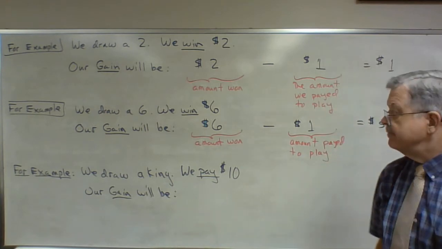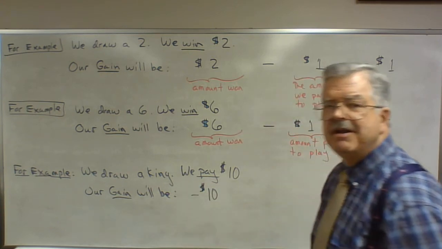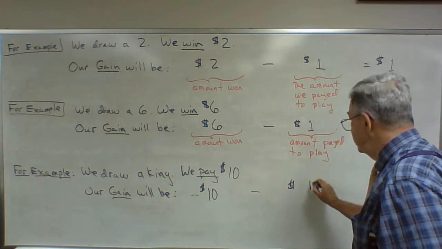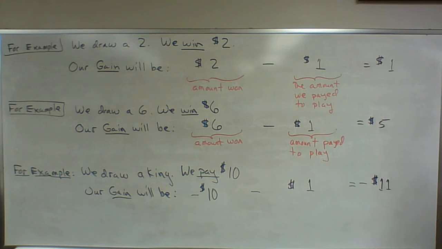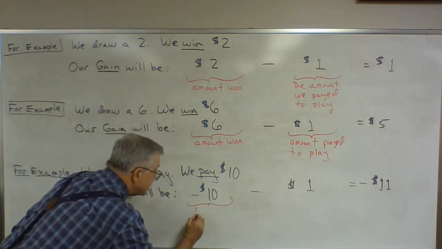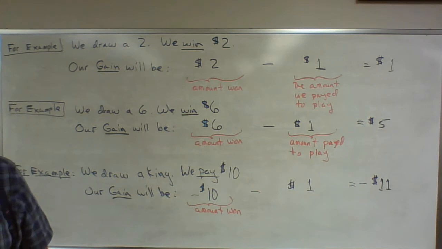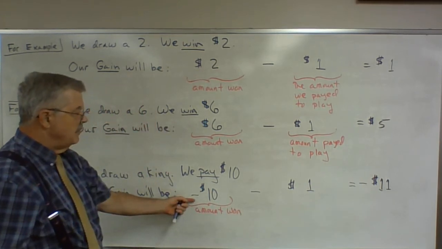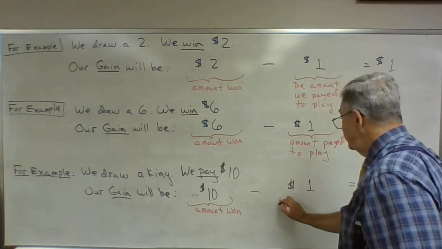So what's our gain going to be? It's going to be the amount that we won, which is negative $10. We had to pay $10. Minus the amount that we paid to play, $1. So our gain will be negative $11. The amount won, let's see, should I say it that way? What did we say in our notes? So the amount that we won, yeah, we paid $10, so we won a negative $10. And the amount that we paid to play, well, let's see.